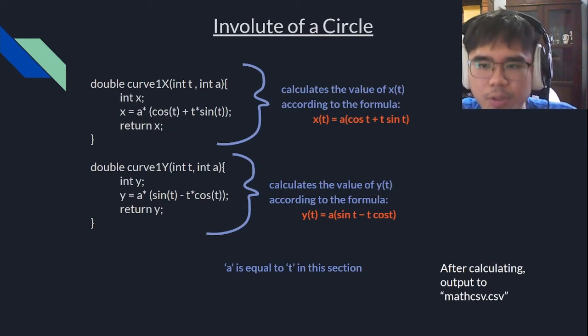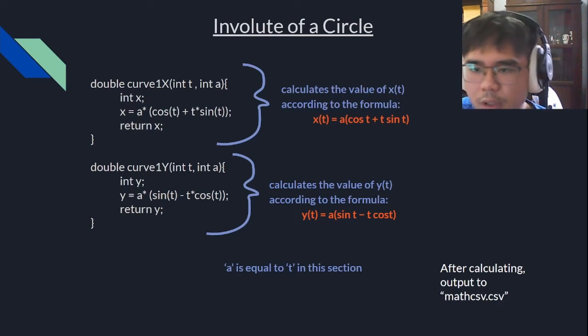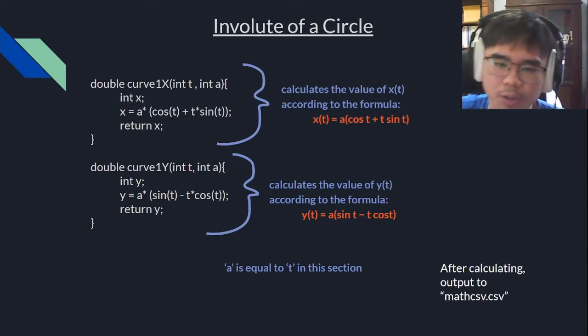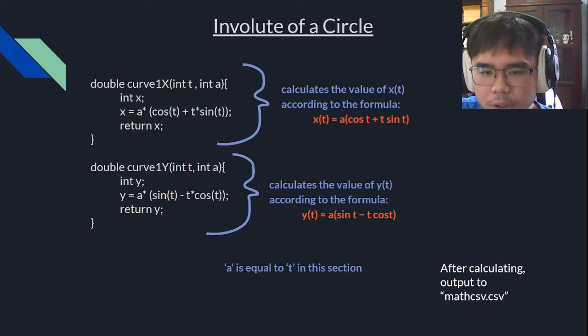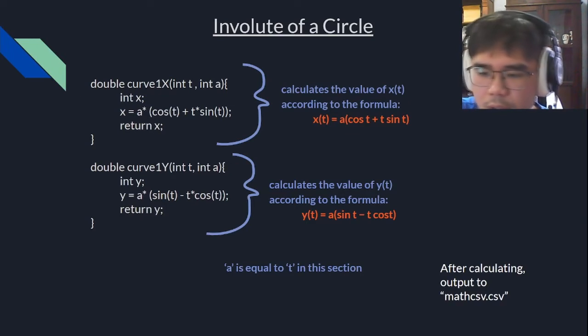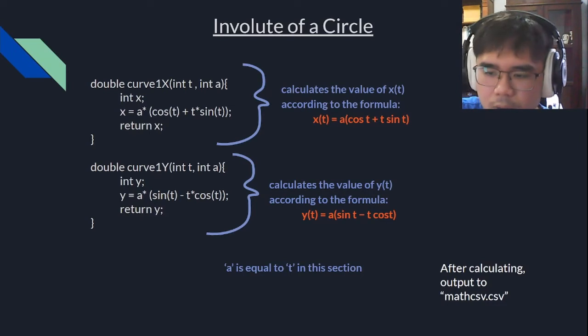The top is to calculate the x coordinate of the circle. It calculates the value of x according to the formula x equals a cos t plus t sin t. And the bottom calculates the y coordinate for the circle. It calculates the value of y according to the formula y equals a sin t minus t cos t.